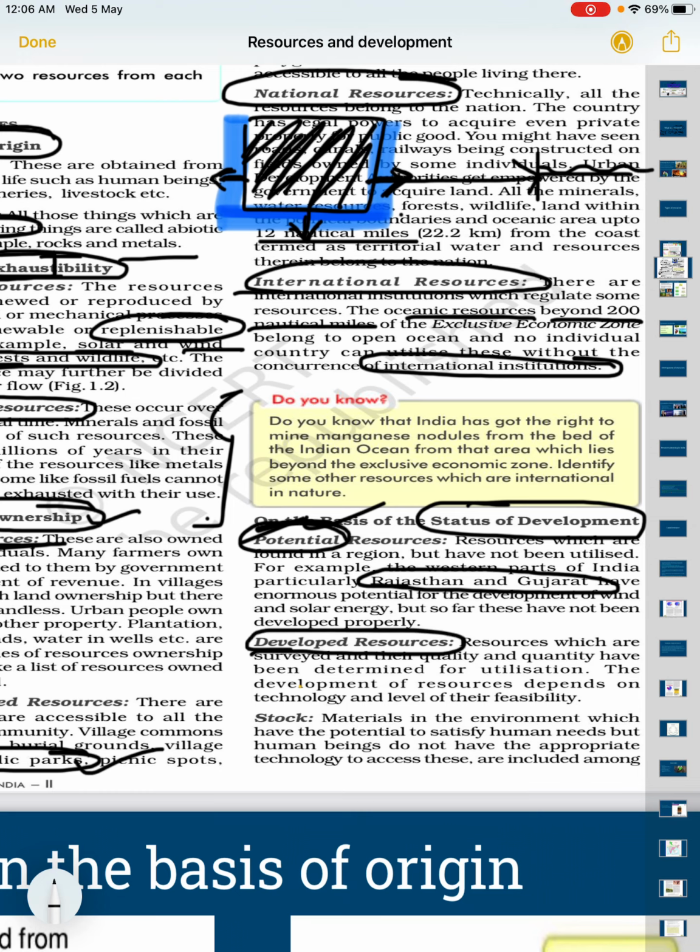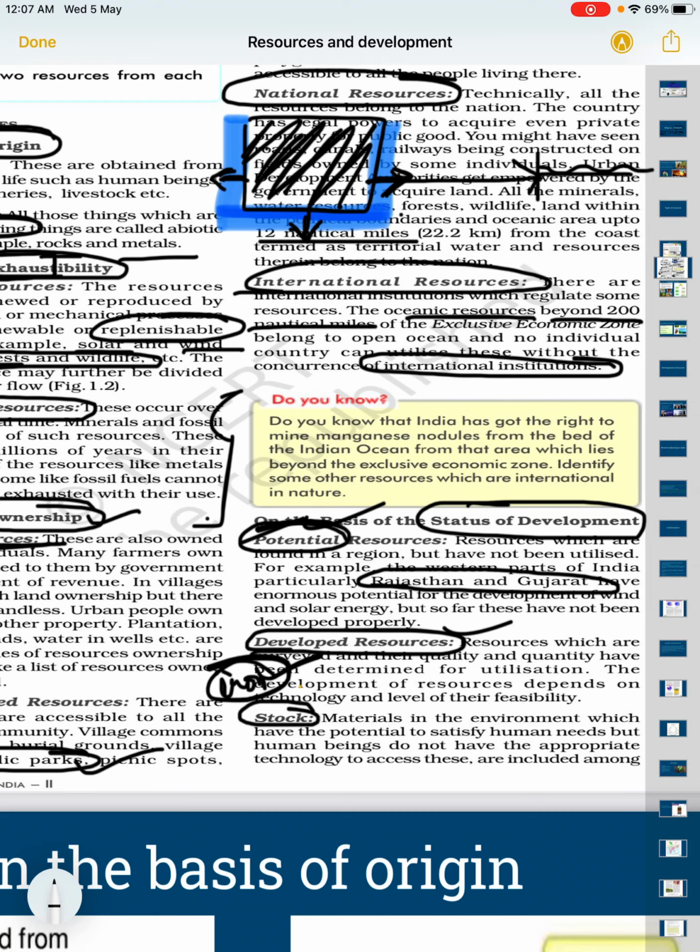Next is developed resource. For a developed resource, I can give you the example of iron. We know from where to get it, how to extract it, where to use it. We have the technology, we have everything about this particular raw material and how to develop it. So this is a developed resource. In case of a developed resource, we know where to get it, how to get it, where to use it. We have been using this particular resource.